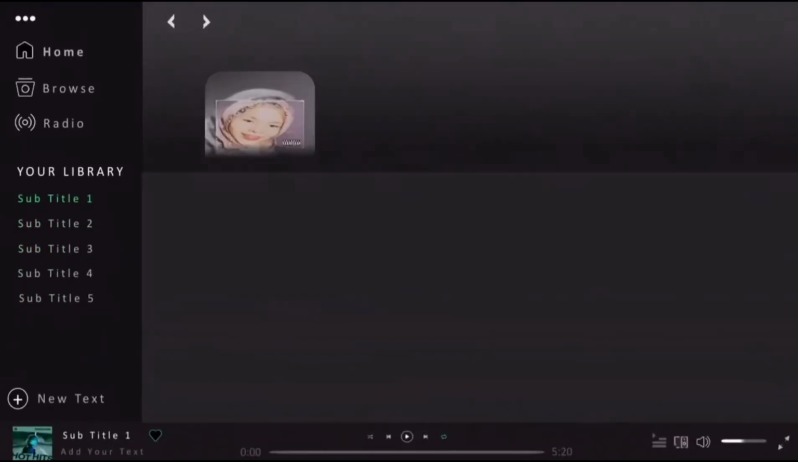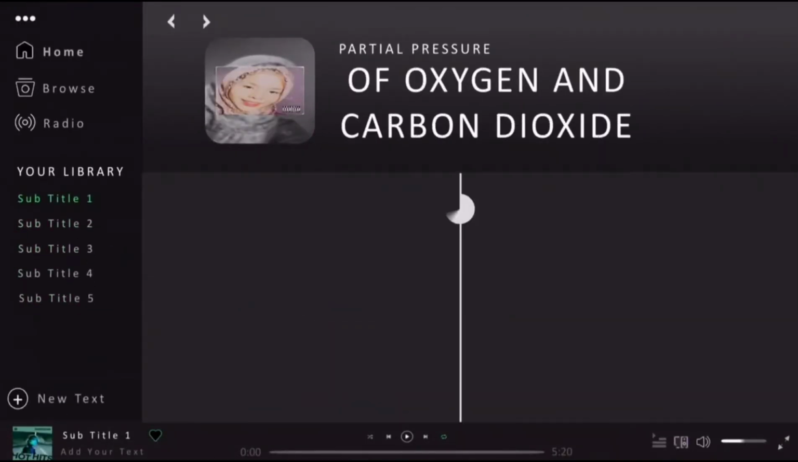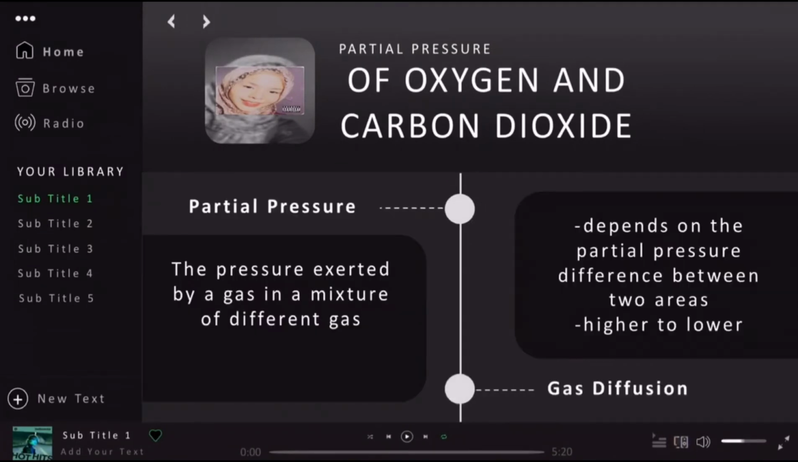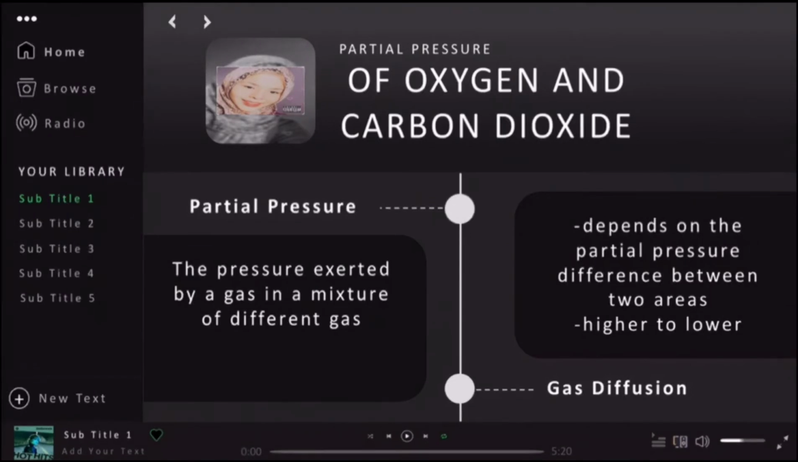So, how does the process of gas exchange in humans work? Gas exchange in humans occurs between the lungs and blood via simple diffusion. Apart from that, this exchange depends on the partial pressure difference between two areas. Excuse me, what does partial pressure mean? Yes, good question. Partial pressure is the pressure exerted by a gas component in a mixture of different gases.